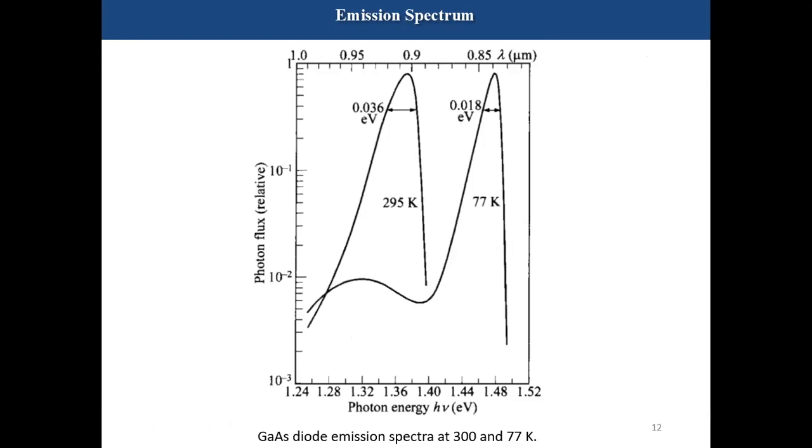Now the emission spectrum in real life looks something like this for a gallium arsenide die at different temperatures. So you can already understand temperature does make a shift in the emission.